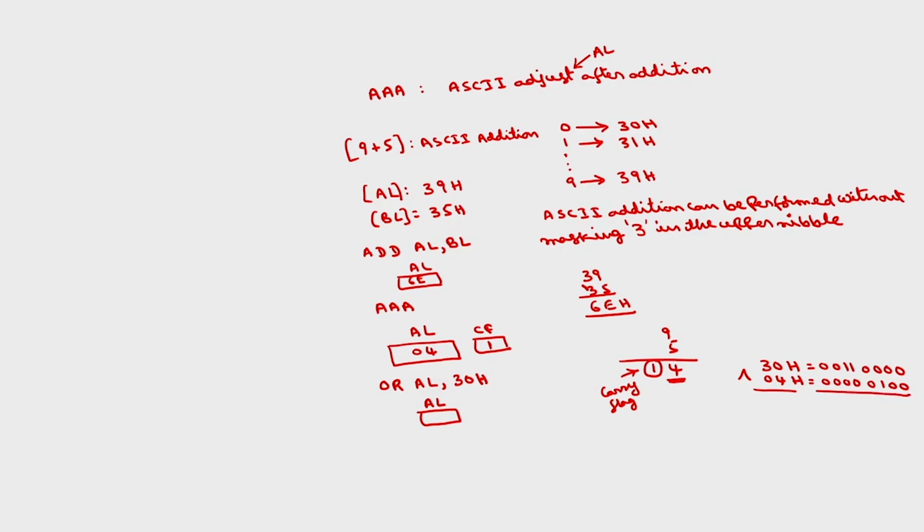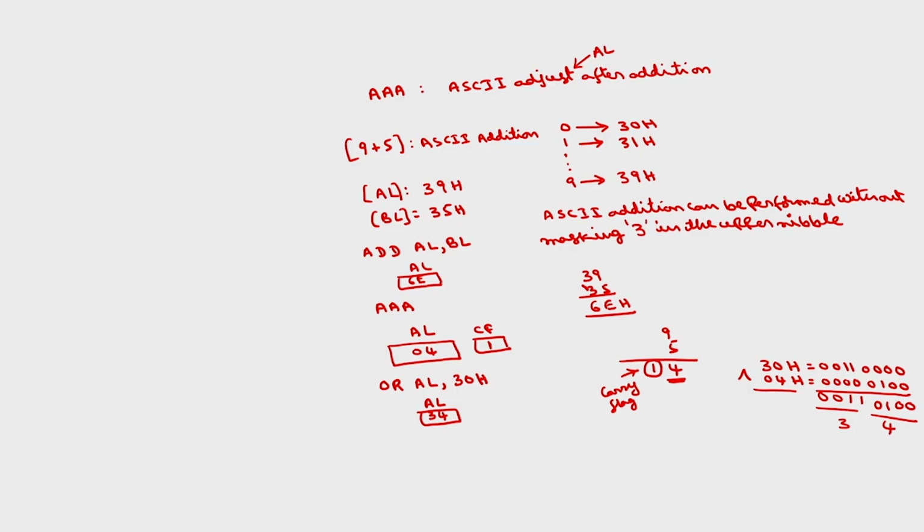What is logical OR between 0 and 0? Bitwise logical OR operation: 0 OR 0 is 0. If any one bit is 1, the output is 1. This is 1, this is 0, this is 1, this is 1, 0, 0. This is 3 and this is 4. So, the AL content becomes 34H, which is the ASCII code corresponding to the lower order result 4.